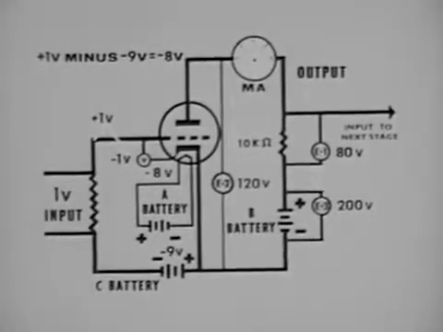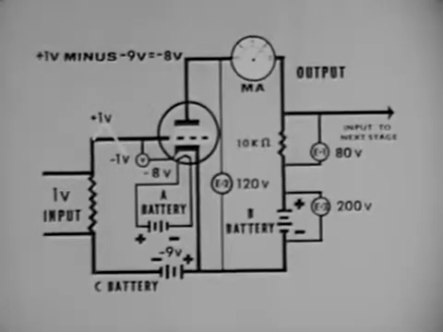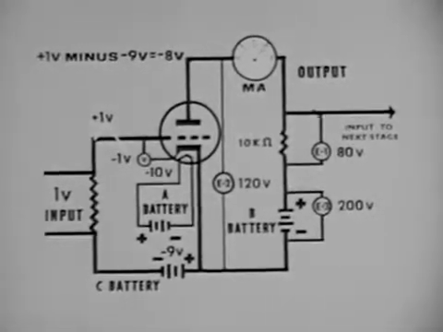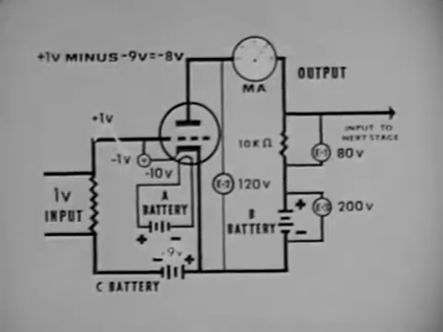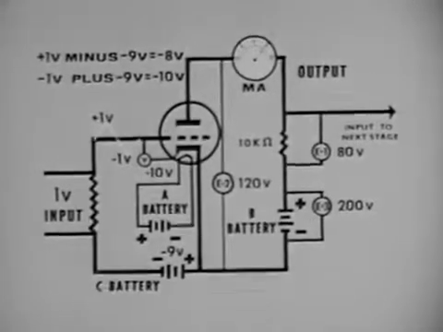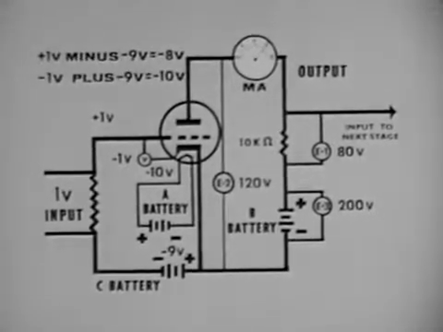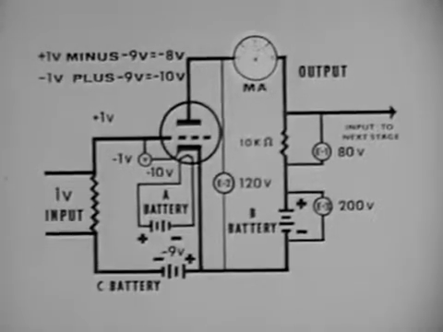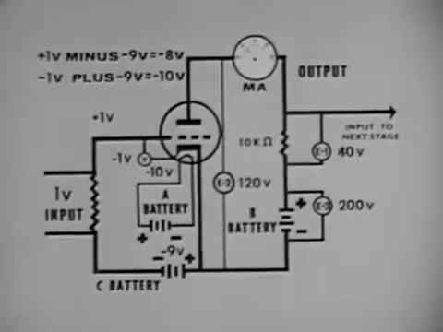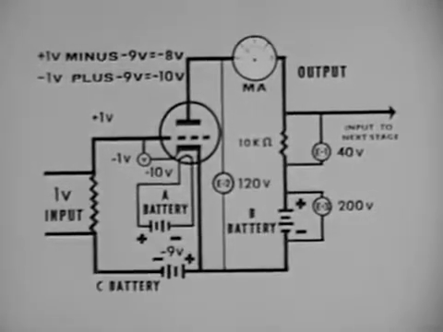When the signal voltage goes to a negative peak of minus 1 volt, the difference in potential between the grid and cathode becomes minus 10 volts, computed by adding minus 1 and minus 9. This increase in potential causes the current through the tube to decrease to 4 milliamperes. The voltage across the load resistor now decreases to 40 volts. And the plate to cathode voltage increases to 160 volts.